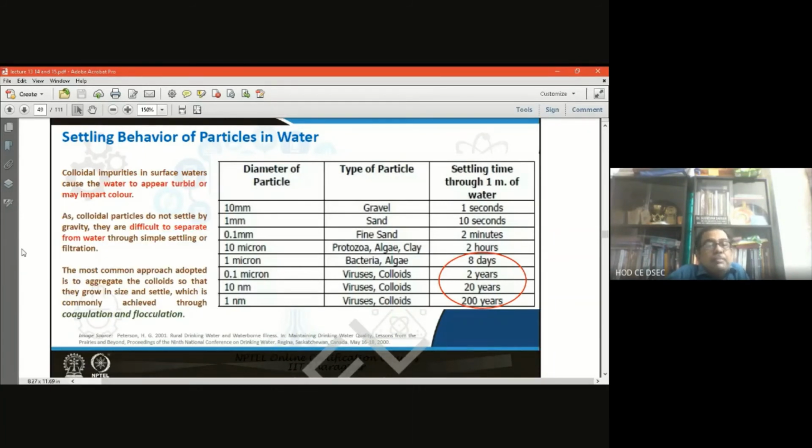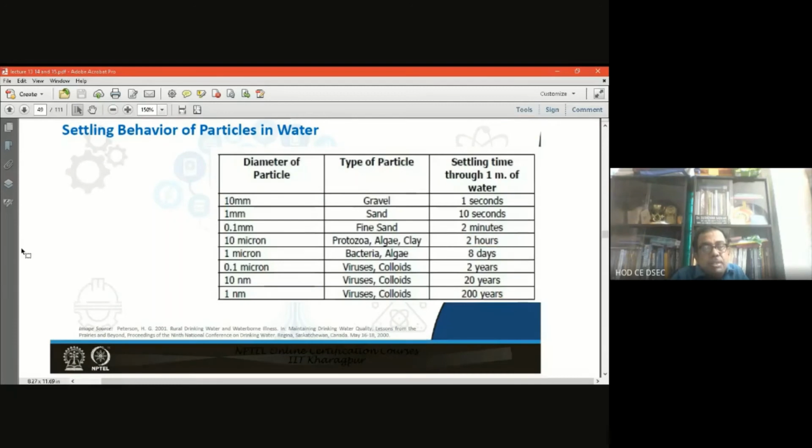Colloidal impurities in surface water cause water to appear turbid and may impart color because these are not easily settleable. As colloidal particles do not settle by gravity, they are difficult to separate from water by simple settling or filtration. The most common approach adopted is to aggregate the colloids so that they grow in size and settle, which is done by coagulation and flocculation. That is the importance of the coagulation and flocculation process. This is called the physicochemical process.